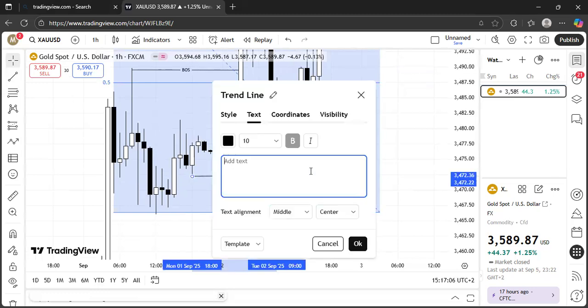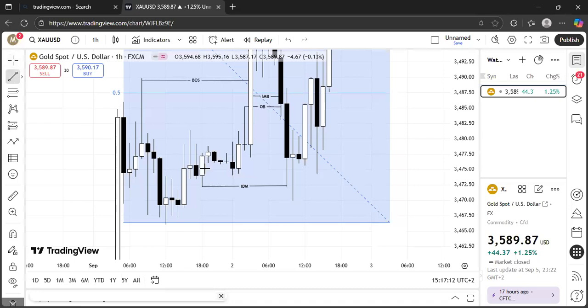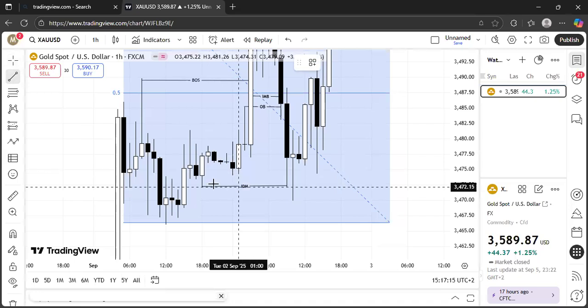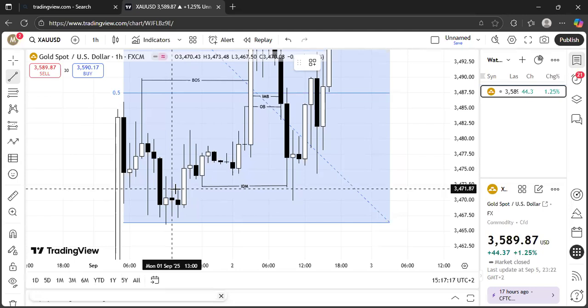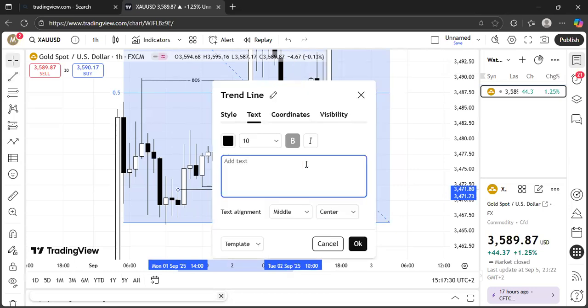As you have seen, we did get this entry during the week and it successfully hit our take profit. So we have our inducement, meaning there's an order block nearby, which is this one. We got our order block right here.